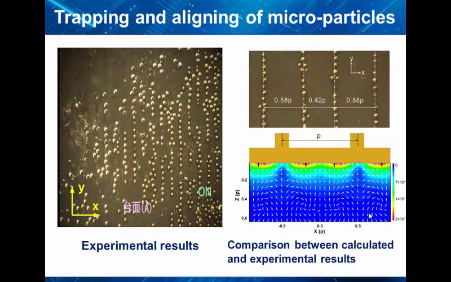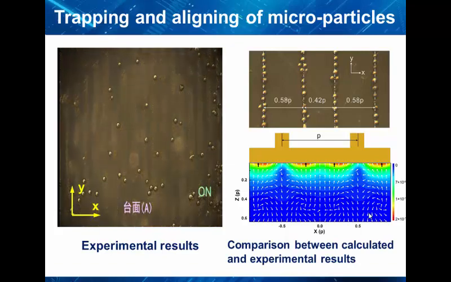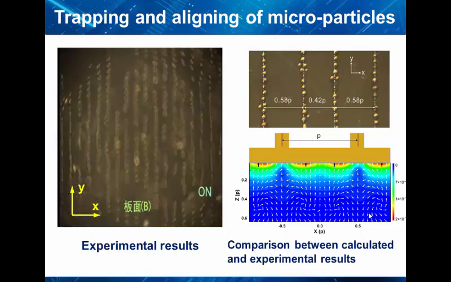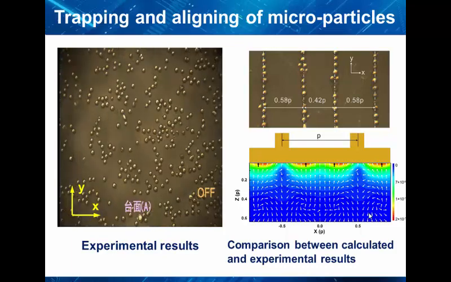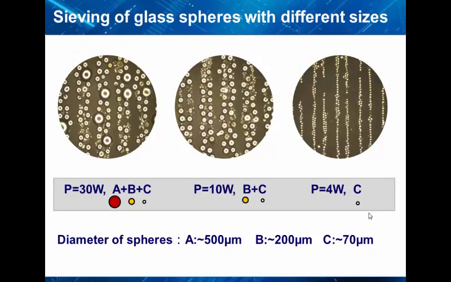When the acoustic power was turned off, the trapped particles on the surface of the plate were released. According to this balance, we realized the sieving of glass spheres with different sizes. At 4 watts, only particles with a diameter of 70 micrometers can be trapped on the surface of the plate. As the acoustic power was increased to 30 watts, particles of 500 micrometers can also be trapped on the surface of the plate.